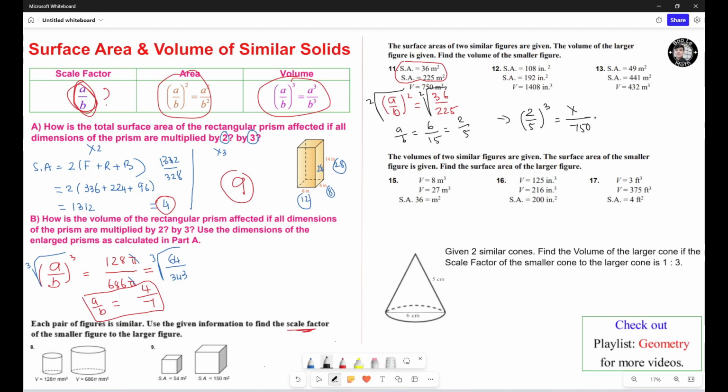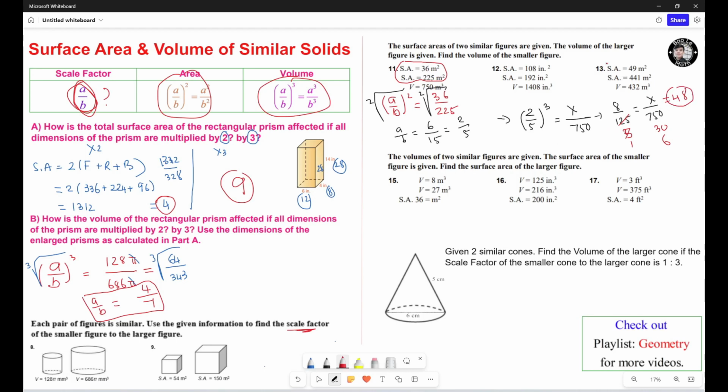Alright, so 2 over 5 cubed is going to be 8 over 125, which equals S over 750, right? Alright, now you just cross multiply, or you just simplify this one without using a calculator. Alright, so this one I divide by 25. If I divide by 25, this should be 5. This is I divide by 25, it should be 30. And keep dividing by 5 on this one, and this should be 6. Now 6 times 8 is going to be 48, so S equals 48.